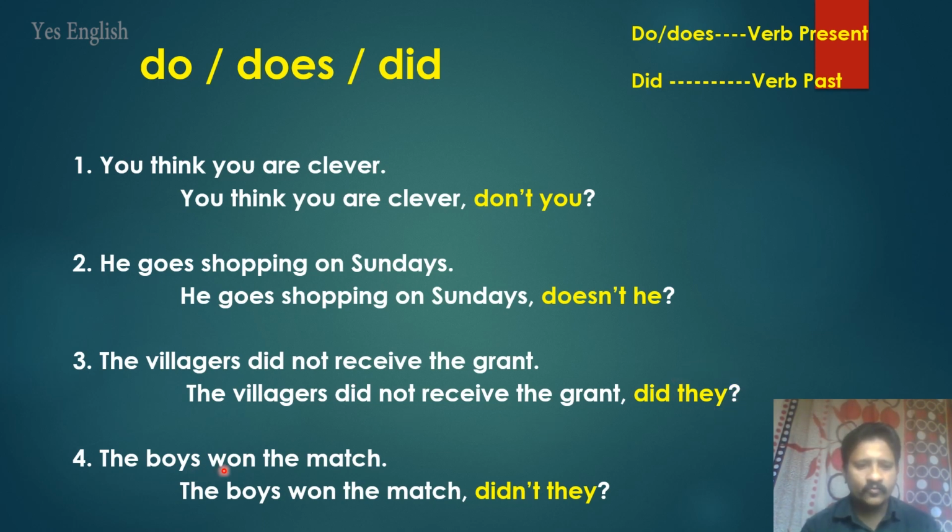Next one, the boys won the match. In this case, won is the past tense of win. So as it is past tense, we use did, because win, won. Won is the past tense of win. So we use did, and we can also see that the sentence is a positive sentence. So instead of did not, we use didn't, and instead of the boys, we use they.